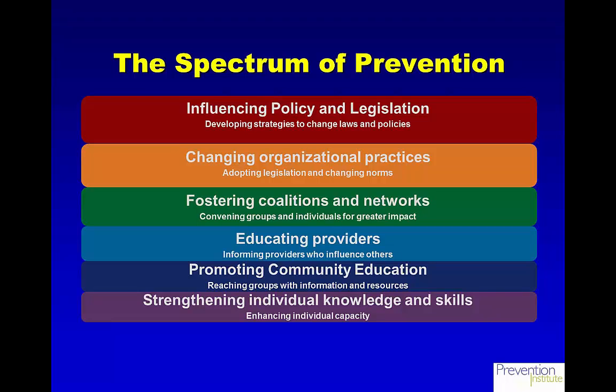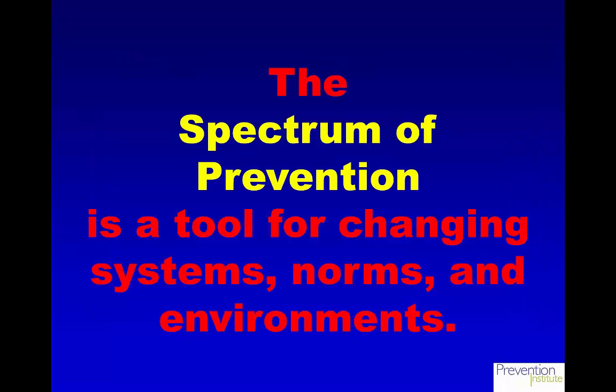Individual knowledge and skills obviously is aimed at individuals. Community education is just aimed at learning, educating providers. Very, very important, but aimed at a small subsector. But as we start to think about organizations, from our businesses to our healthcare institutions to the places where we work, we start to see we can make macro change and really start to have an impact on norms, and even more so with policy and legislation. So what we say is the spectrum of prevention is a tool for changing systems, norms, and environments, and each of the levels.